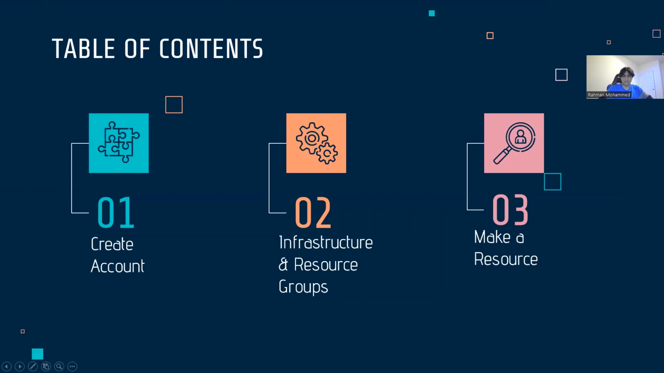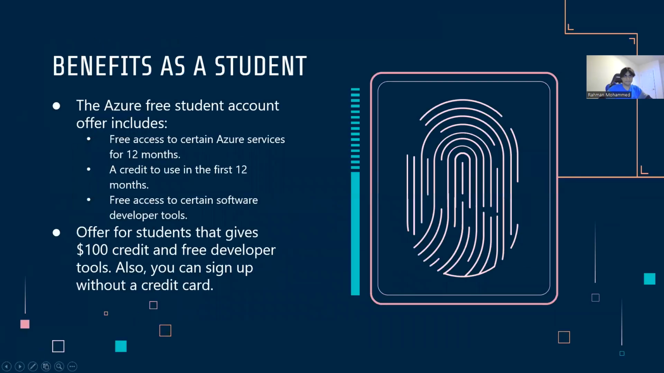So we're going to talk specifically about making an account. After that, we're going to touch on the infrastructure and then make the resource. Here, as a student, you're going to have some benefits. You'll get $100 worth of credit. It's also free access for a whole year for the services, and you can also use that credit within a year.